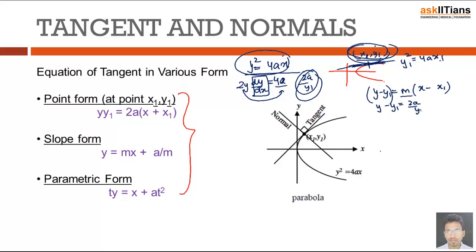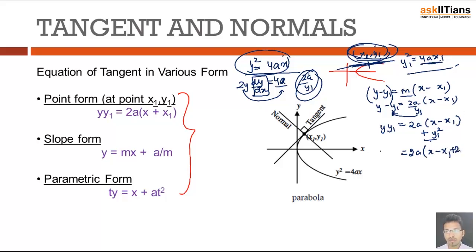So this will be y minus y1 equal to 2a by y1 into x minus x1. Cross multiplying, we get y y1 equal to 2ax, and y1 square will be plus here. So we are getting y1 square, we can use it directly, and 4ax1, we will take 2a common, so x minus x1, and from here, taking 2a common, I will be left with 2x1. So this gives me our first form, which is the basic form, the point form: if the point is given, straight away we use this. Now I can generalize this.